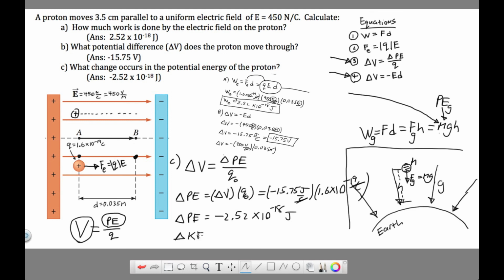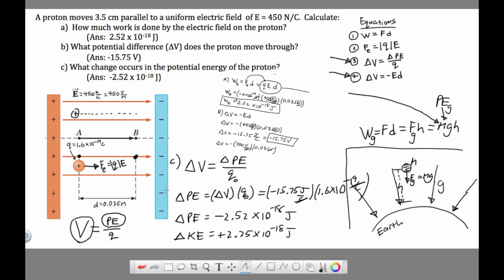The change in kinetic energy, assuming no friction, would be positive 2.52 times 10 to the negative 18. That's just conservation of energy. As the proton travels through the electric field, it's losing potential energy and simultaneously gaining kinetic, just like a mass falling through a gravitational field.